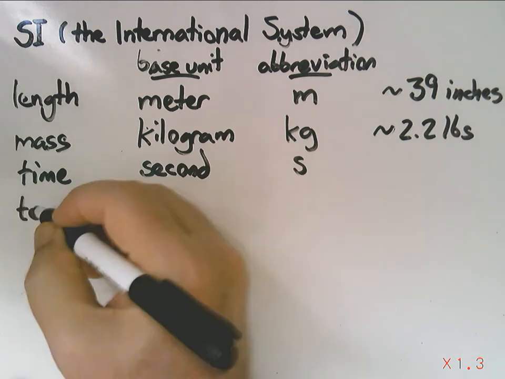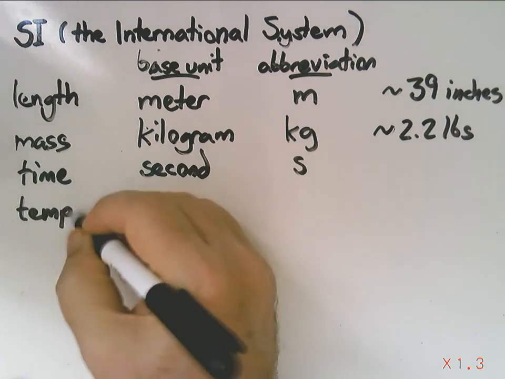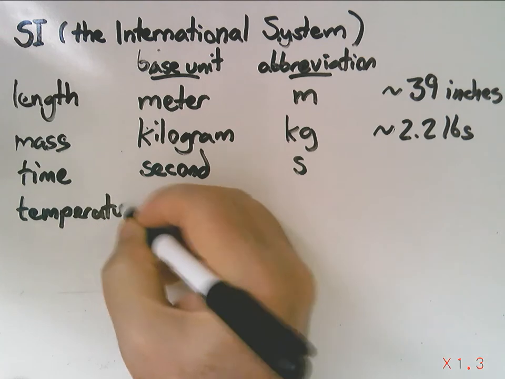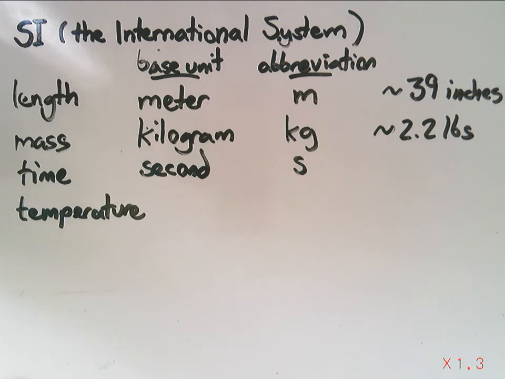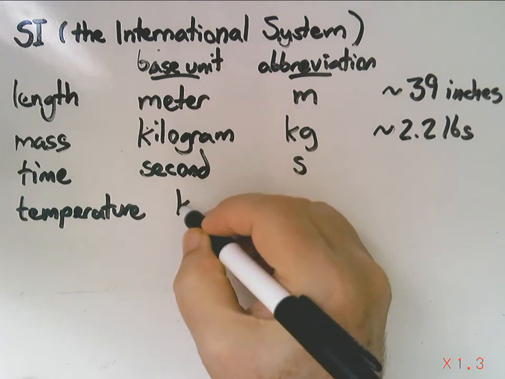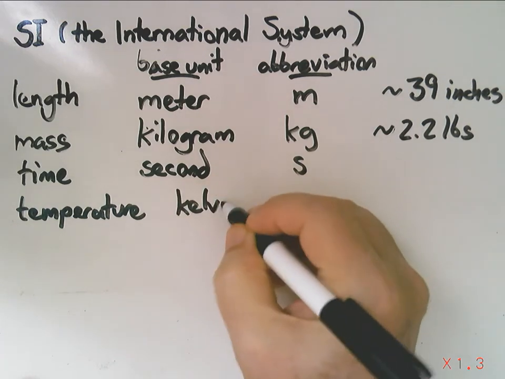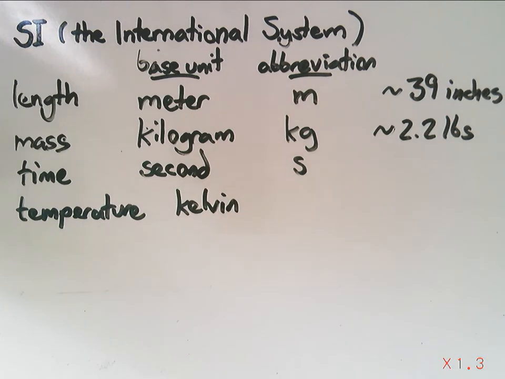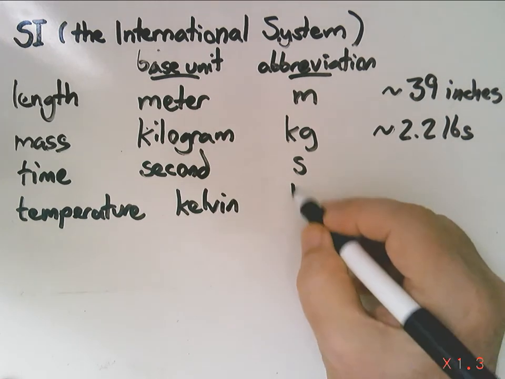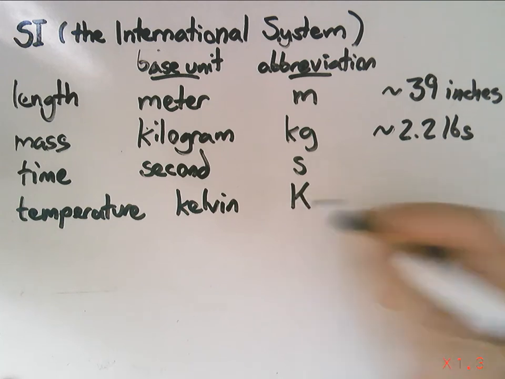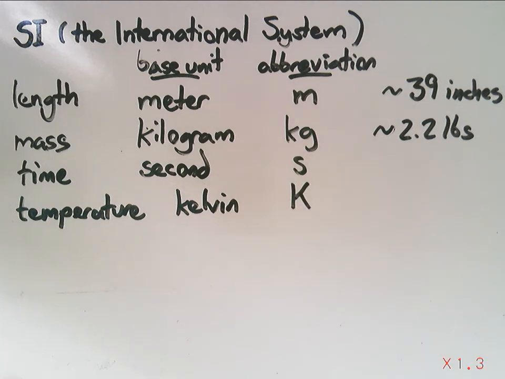Temperature bears a little bit of explanation. Fahrenheit temperatures are the temperatures that you're used to if you grew up in the United States. Kelvin temperatures are the SI base temperature units, and they have a capital K for a symbol.